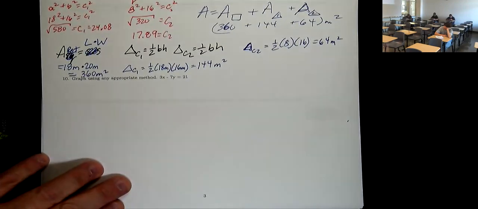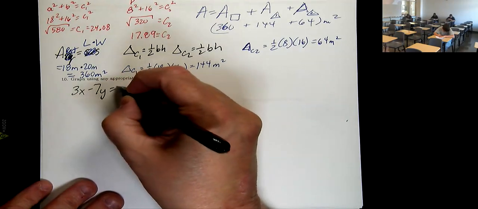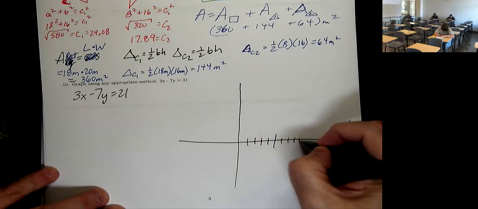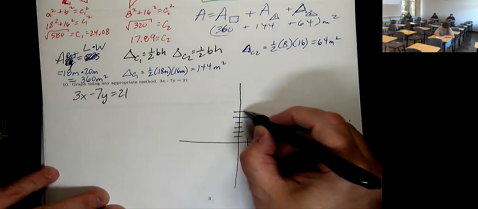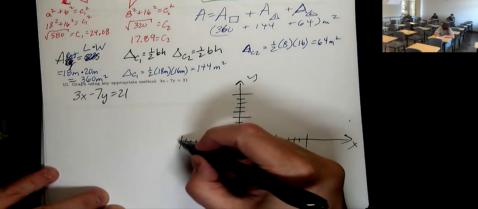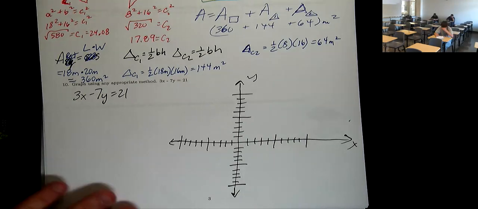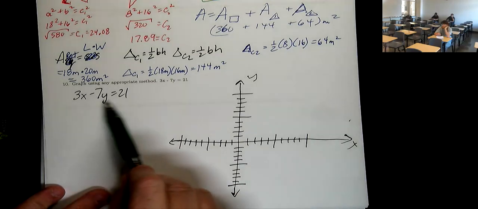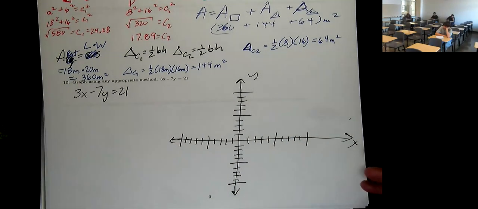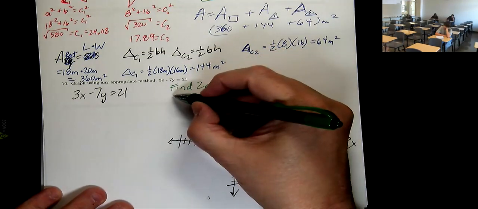All right, you guys ready for the next one? It says graph using any appropriate method, and I have 3x minus 7y equals 21. Okay, so one way to do it is if you can tell that these numbers will both evenly divide into the 21. Well, this will work no matter what. The easiest way to go about doing this, we need to find 2 points. The easiest way to find 2 points is to set each letter equal to 0 one at a time.